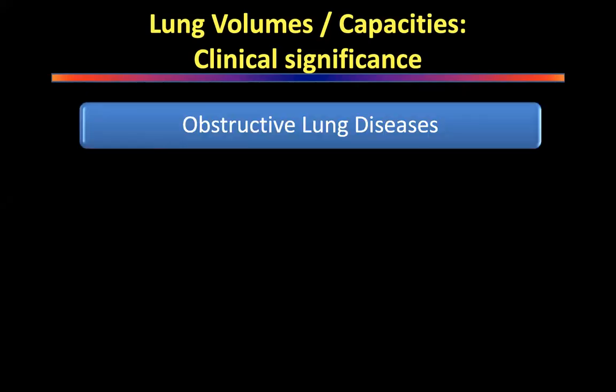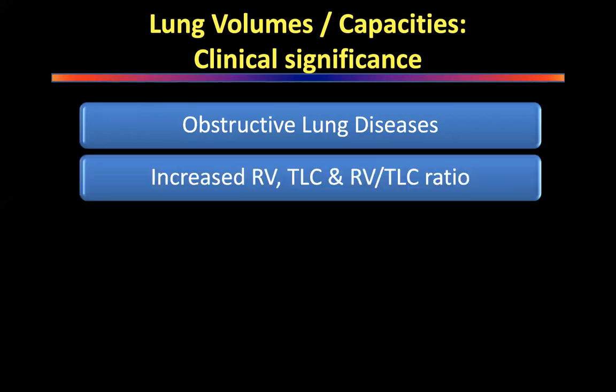How do you do that? So the clinical significance of this is that you use lung volumes and capacities in obstructive and restrictive disease. In an obstructive lung disease, the RV is increased, the TLC is increased, and the RV-TLC ratio is increased. So all three of them are increased. So there is a lot of air that is left behind because you cannot blow it out. Hence, the RV is increased. The TLC, which is a direct correlation with the RV, is increased. And because both are increased, the ratio is increased.